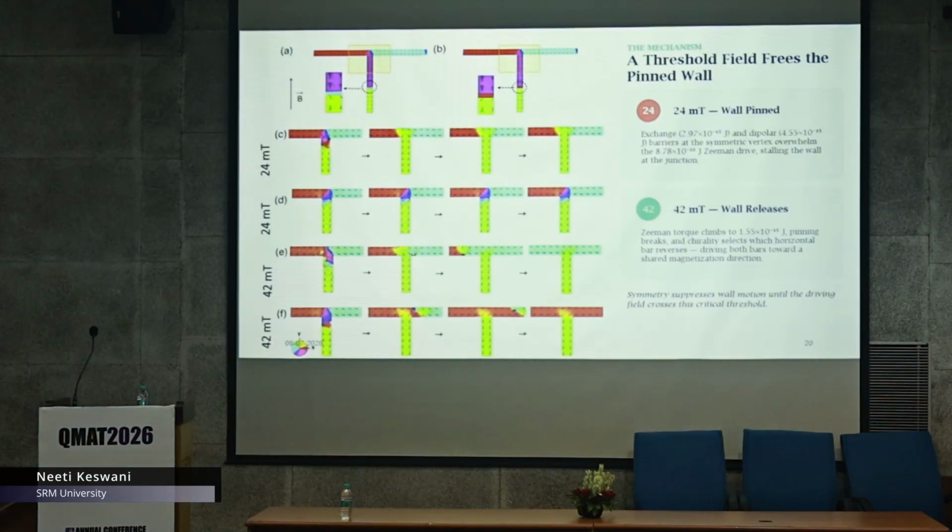Okay, so we finally investigated the T-shaped nanobar, and we see that for 24 millitesla, your domain wall is pinned. That is, it is no longer traveling, but at higher Zeeman energy the wall releases. We see that symmetry suppresses wall motion until your driving field crosses a critical threshold. Basically, when both the legs are distorted to a 90 degree junction, it is a very high energy barrier for the domain wall. Unless and until a very high Zeeman energy is applied, we will not be able to move our domain wall.